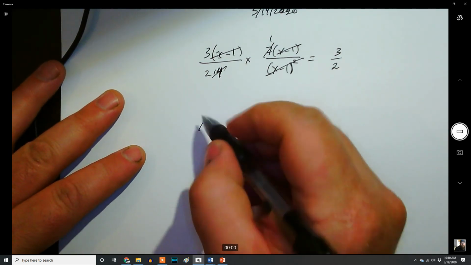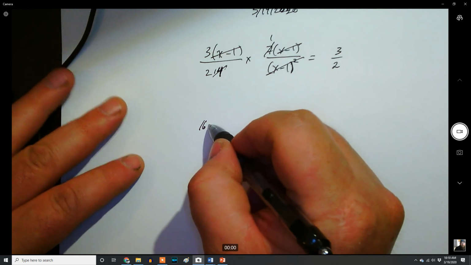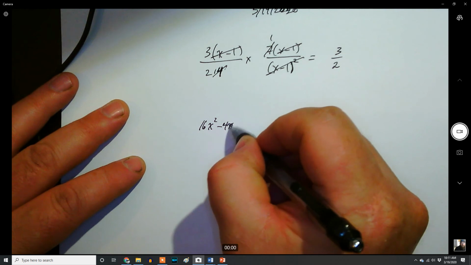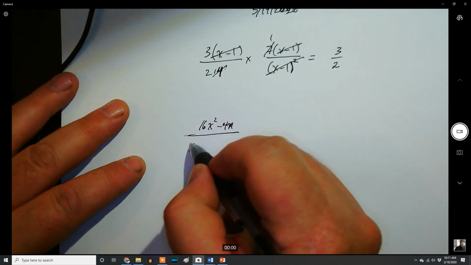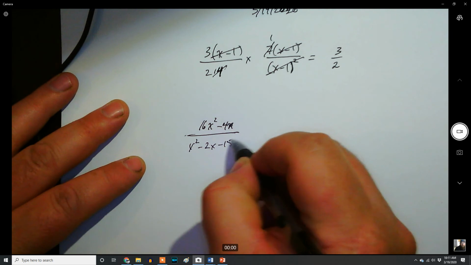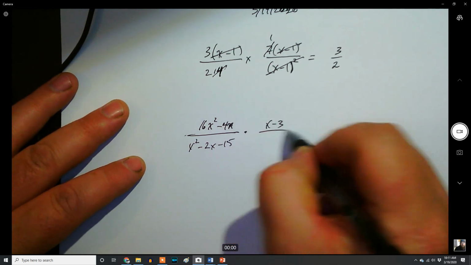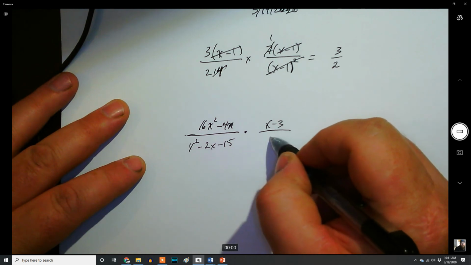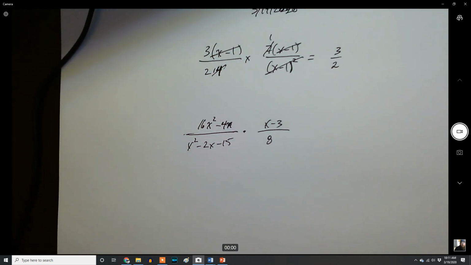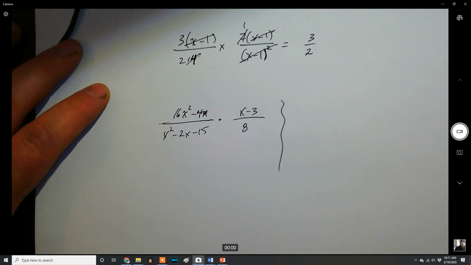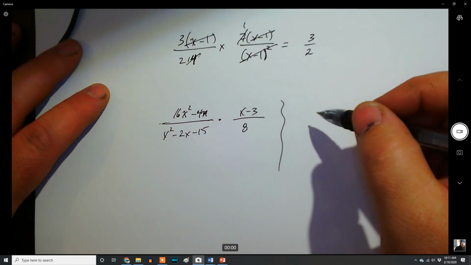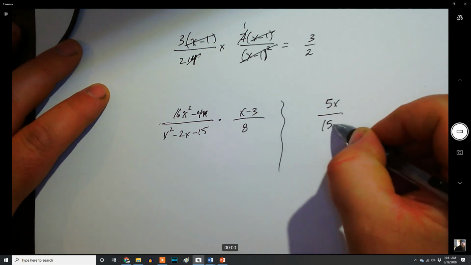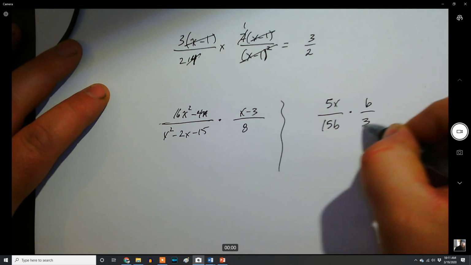Let's try this right here. Let's try 16x squared minus 4x over x squared minus 2x minus 15, times x minus 3 over 8. Let's try that. And then let's come up with another one right here. Let's do 5x over 15b times b over 3x.